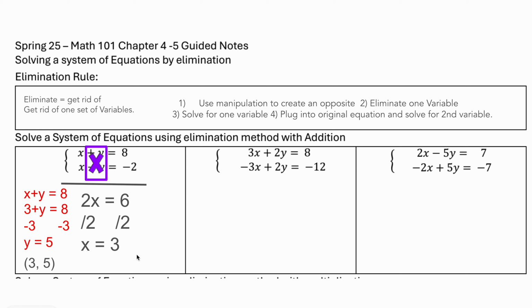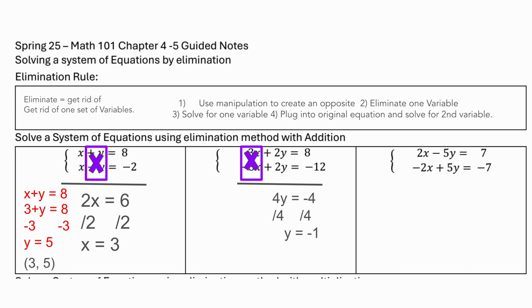Okay, looking at my second system of equations, I can see that the 2's are the same, but the 3's are opposite. So I'm going to eliminate my x's. What's left here is 4y equals negative 4, because 2y plus 2y equals 4y, and 8 minus 12 is negative 4. I'm going to solve for that y variable. Divide by positive 4, divide by positive 4, y equals negative 1.